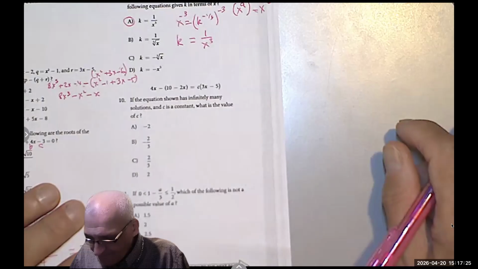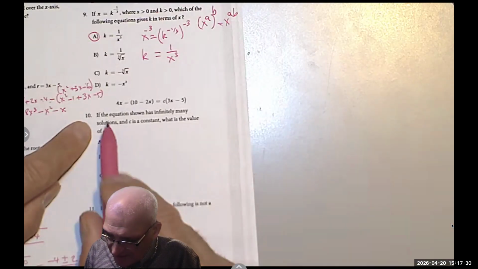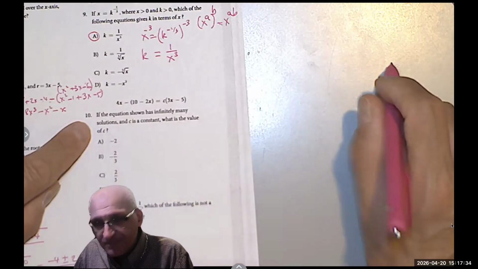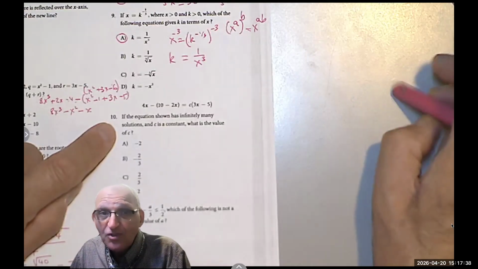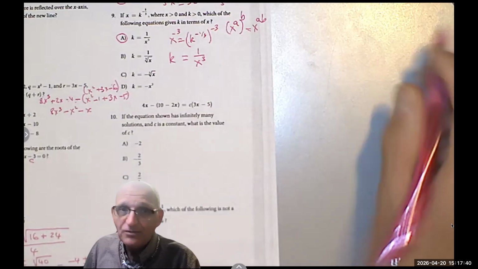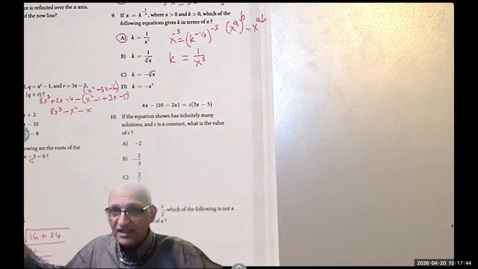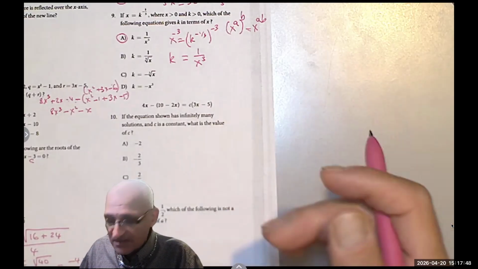Okay. So far, so good. Number 10, we'll reach the half of the problem. If the equation shown has infinitely many solutions, what is the meaning of infinitely many solutions? That when you solve, there would be no x's. You will get like 4 equals 4 or 10 equals 10, something that no matter what x is, it's always satisfied.